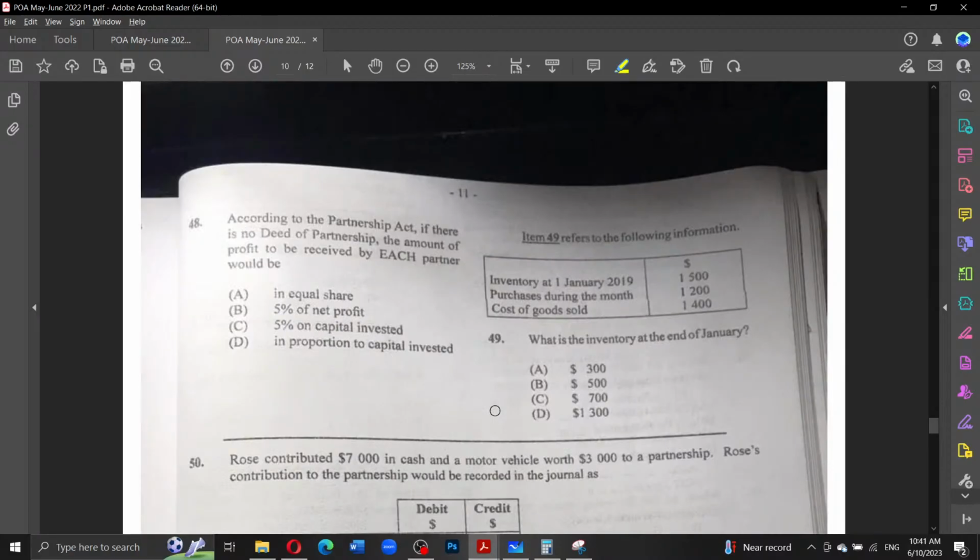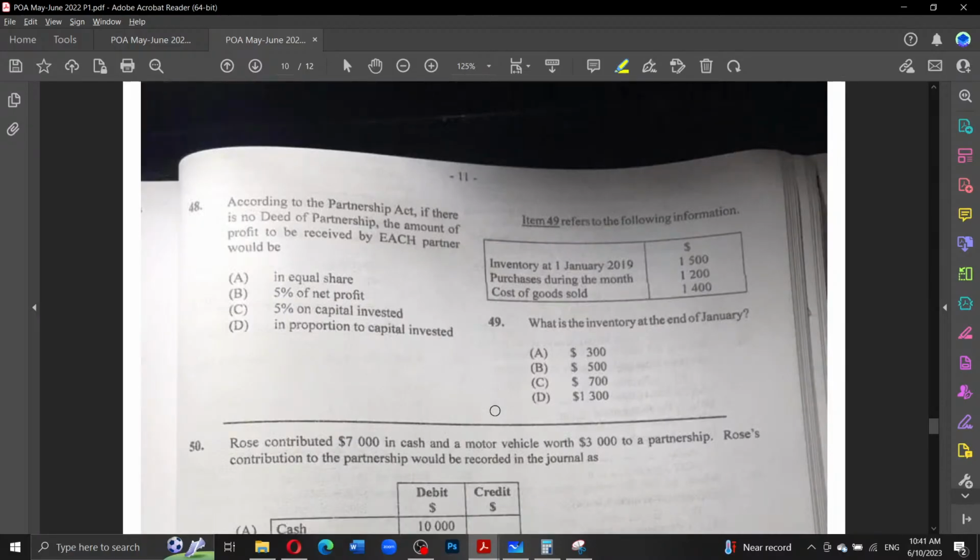Alright, number 40, a partnership, the amount of profit to be received by each partner would be. Alright, so if there is no stipulated deed of how you're sharing the profit and losses, it's going to share in equal proportion. So regardless of how much you invested, it's going to be shared equally.